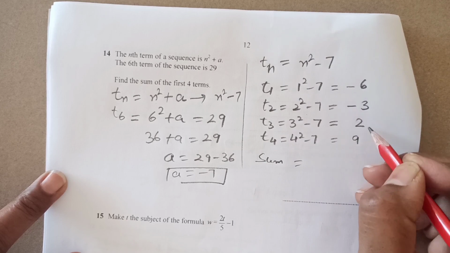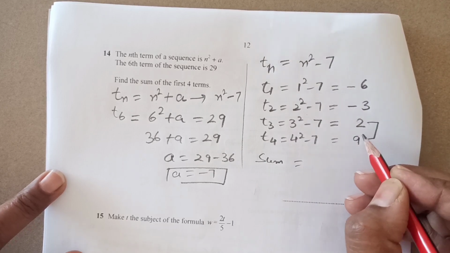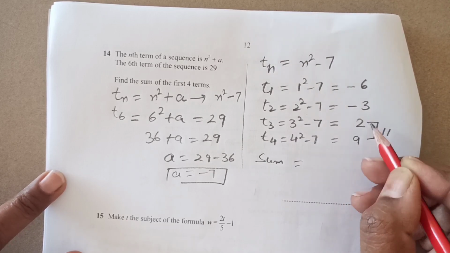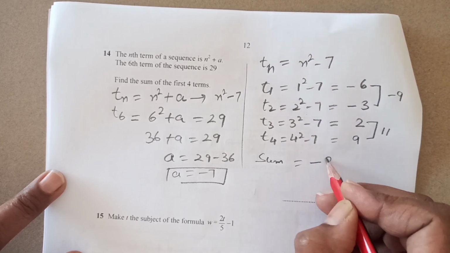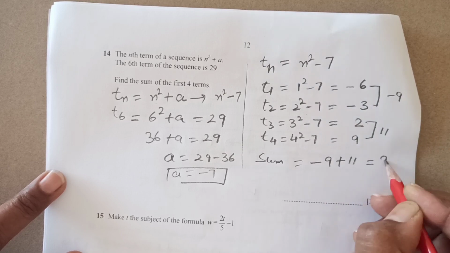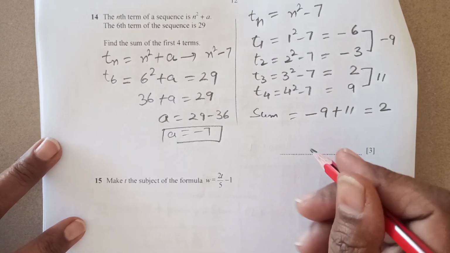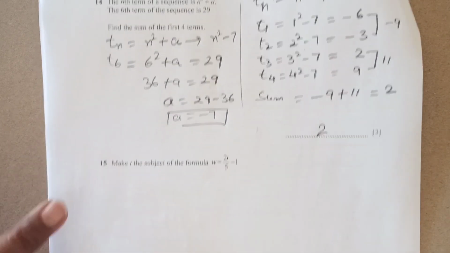For the sum, we are going to add the positive numbers: 2 plus 9 is 11, and 6 is negative, and 3 is negative, so that is negative 9. Then we will add this, so this is going to be 2. So the final answer is 2, right?